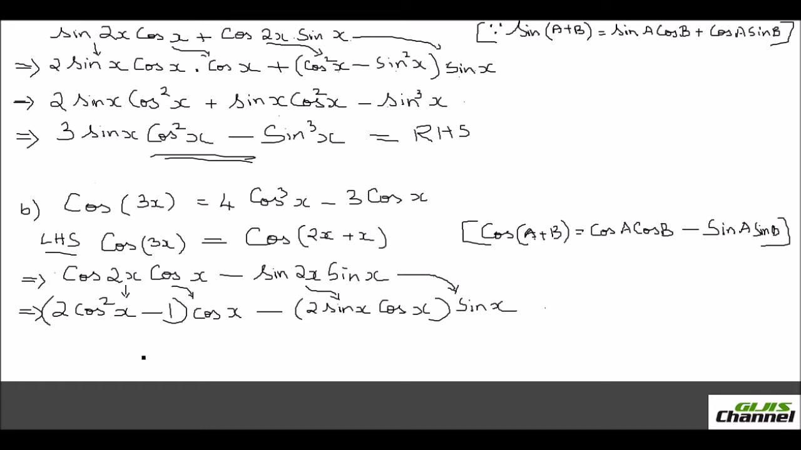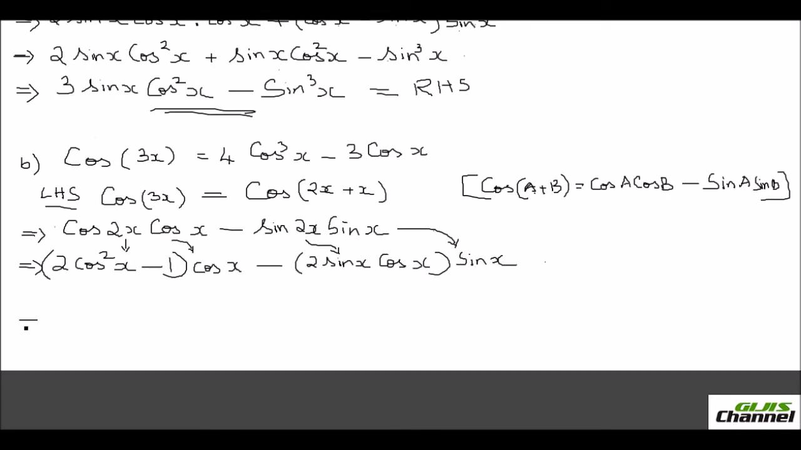Got it? Now let us distribute. So when we distribute, it is going to be 2 cos cube x, right? Cos square x times cos x is 2 cos cube x minus cos x, okay? And here this is minus 2 sine square x cos x, right? Okay.